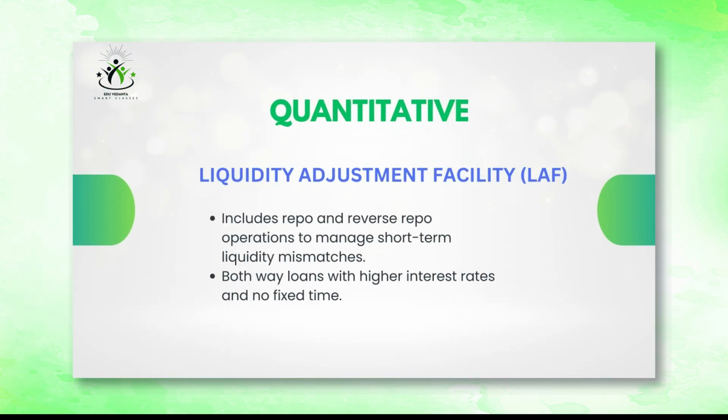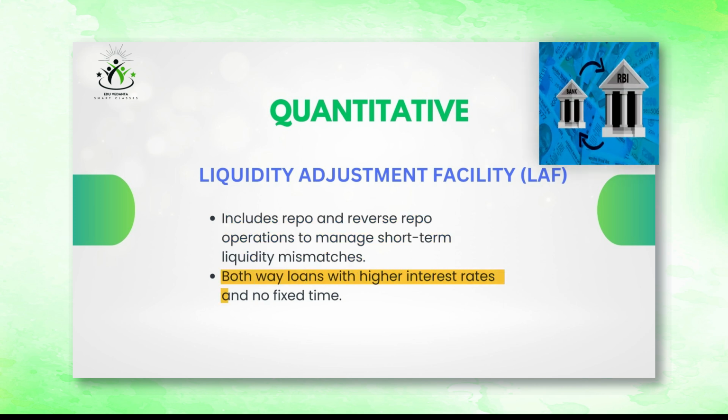The liquidity adjustment facility includes repo and reverse repo operations, allowing the RBI to manage short-term liquidity mismatches effectively. It is like a both-way loan between banks and RBI with no fixed time limit.